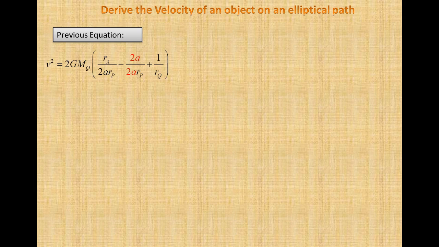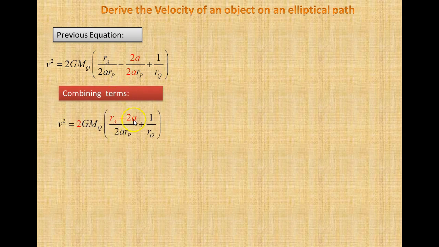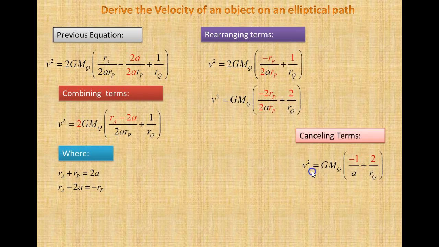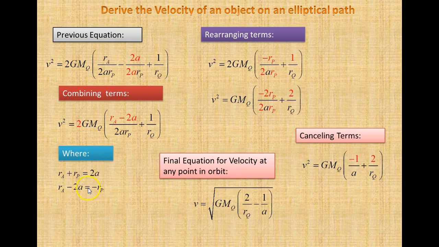Okay, so here's our previous equation. And we add the numerators. And RA minus 2A is here. RA plus RP equals 2A, and we bring 2A to the left-hand side. So we have RA minus 2A equals minus RP, and we plug that into there. And we multiply by 2, and now the RP's canceled and the 2's canceled. So canceling terms, our final velocity equation is equal to the square root of the gravitational constant, G, times the mass of the body that we're orbiting at Q, times the quantity 2 divided by RQ minus 1 over RA.